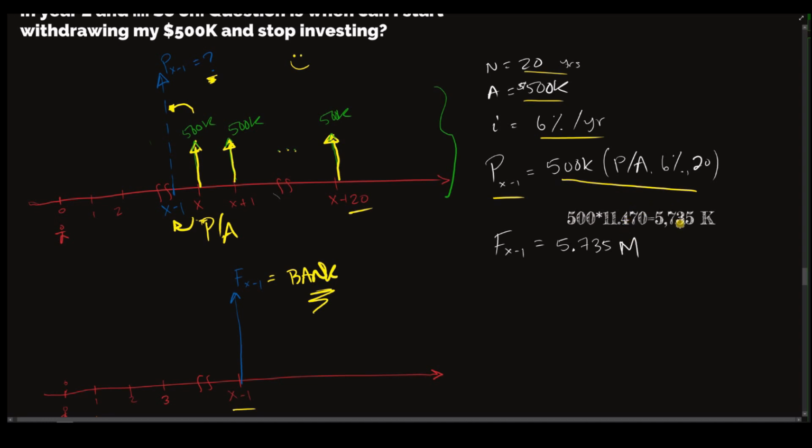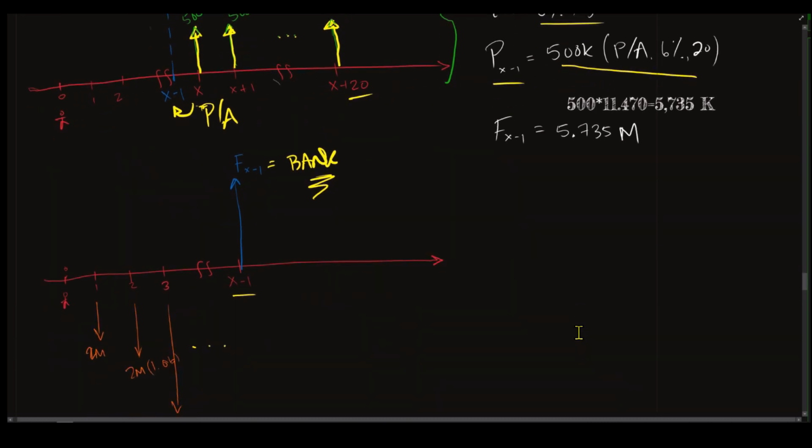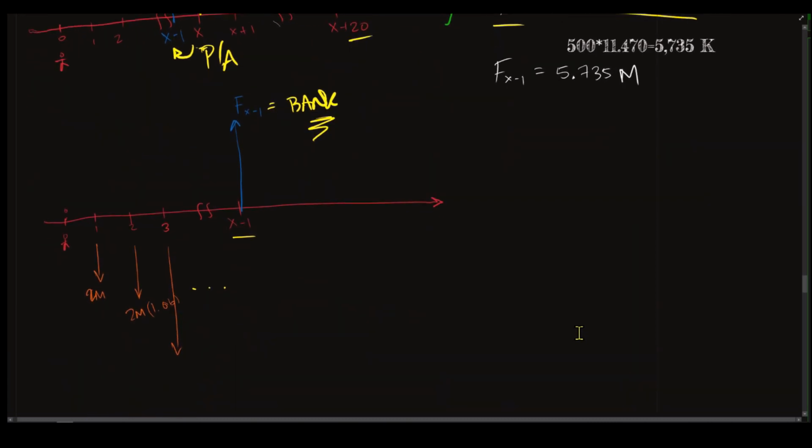So from the table, I look up the value, and I solve it, and I realize in the bank I need 5.735 million in order to make this other scenario happen. So once I have 5.73 million in the bank, I can retire and I can take out $500,000 a year for 20 years, considering I still earn 6% on that money, in my bank or in my investment account or whatever. So now we know that this F is actually 5.735 million. But we still don't know what year this is, right? 1, 2, 3, x minus 1.